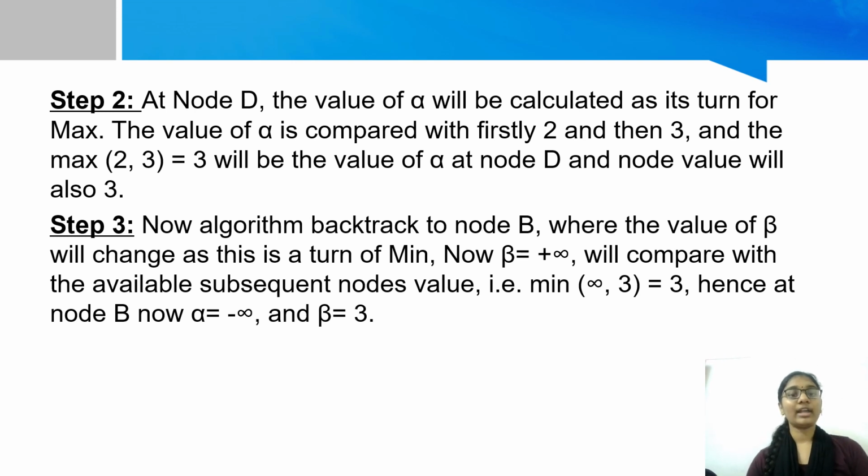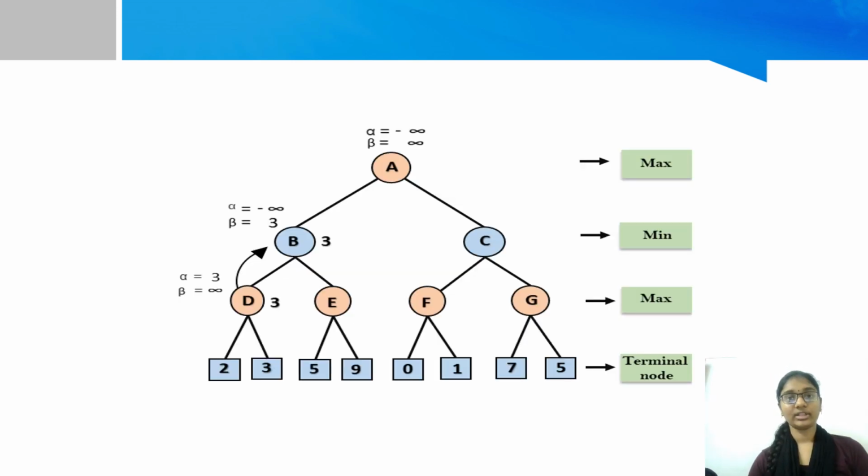In step 3, the algorithm now backtracks to node B, where the value of beta will change as this is the turn of min. Now beta is equal to plus infinity. We will compare it with the available subsequent node values, that is, min of infinity and 3 is equal to 3. Hence at node B, now alpha is equal to minus infinity and beta is equal to 3. Here's the picture.